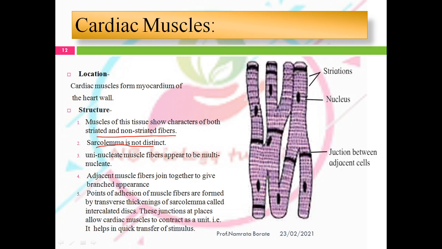The points of adhesion of the muscle fibers are formed by a transverse thickening of the sarcolemma, and that thickened portion is called the intercalated disc. This is the third significant point in case of the cardiac muscle. The junction at this place allows the cardiac muscle to contract as a unit, that is, it helps in the quick transfer of the stimulus.